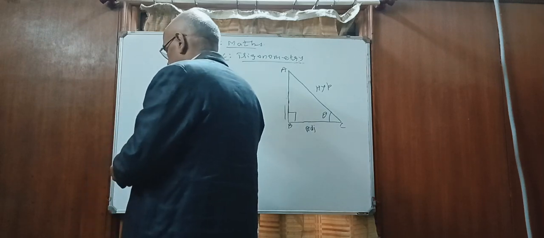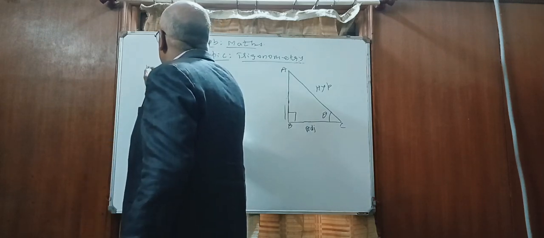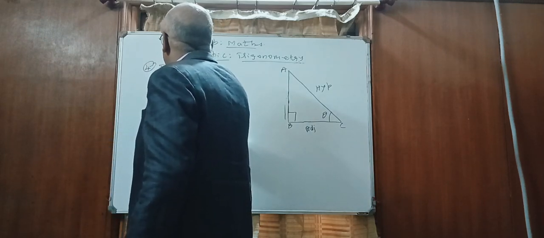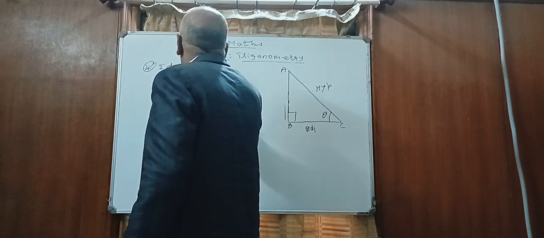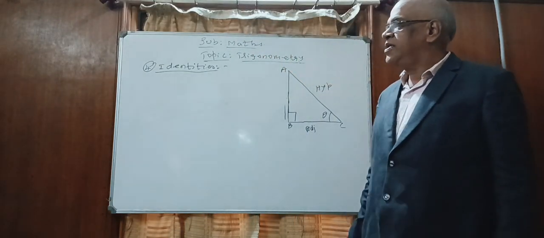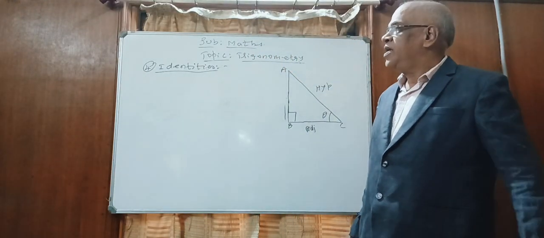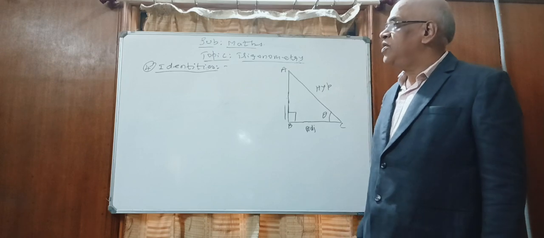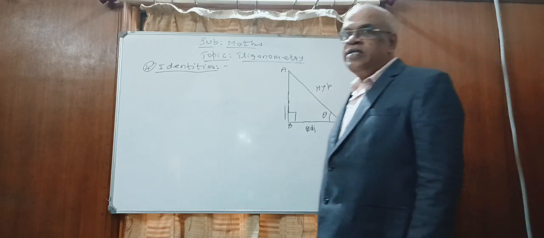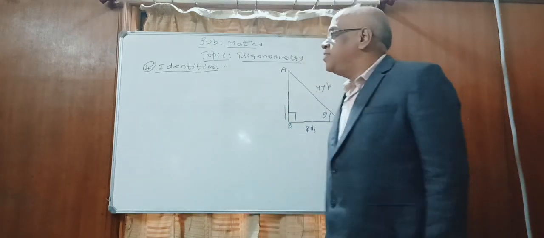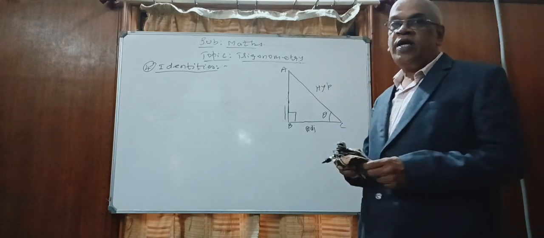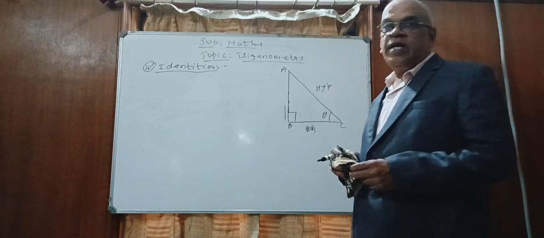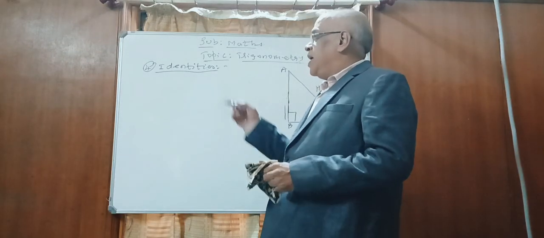So I need some space to arrange this table. I'll write the topic name again. Fourth topic, identities. Identities are what? You have studied in polynomials and algebra. They are the formulas which are true for all the values of the variables involved in them. Like a plus b whole square, a minus b whole square, a square minus b square, a plus b whole cube, a minus b whole cube, and so on.